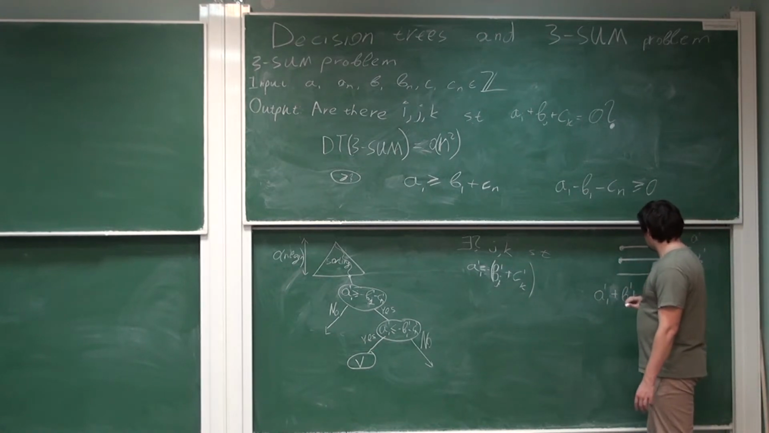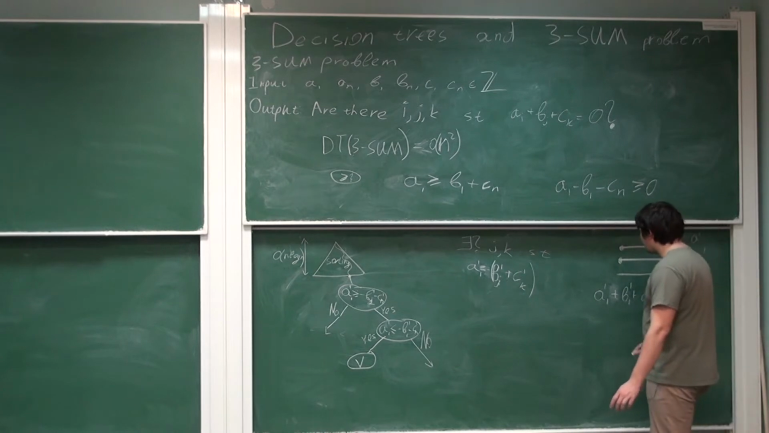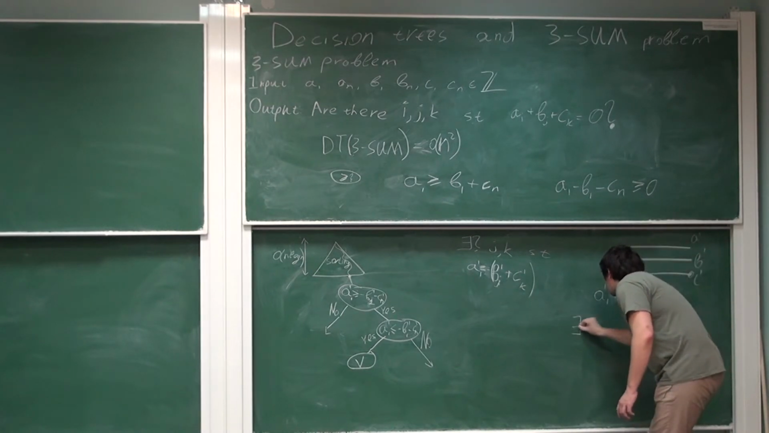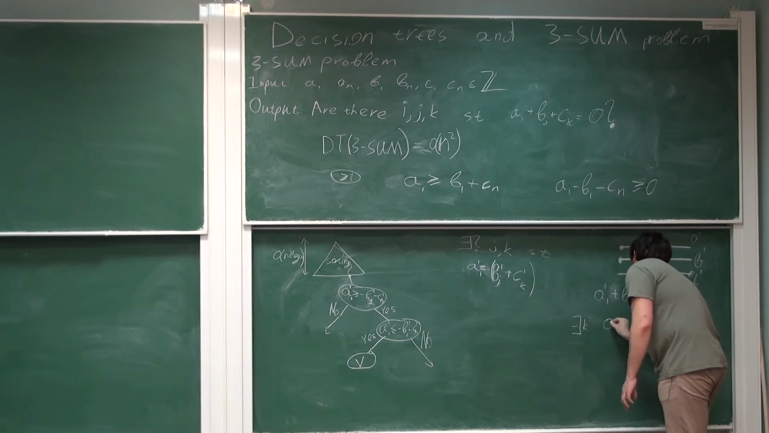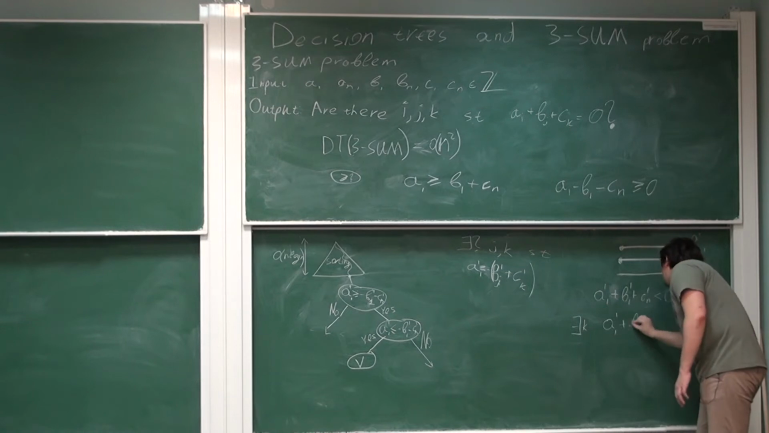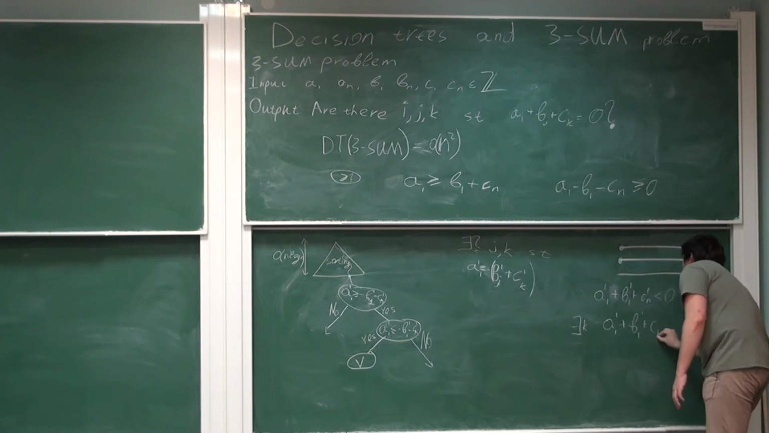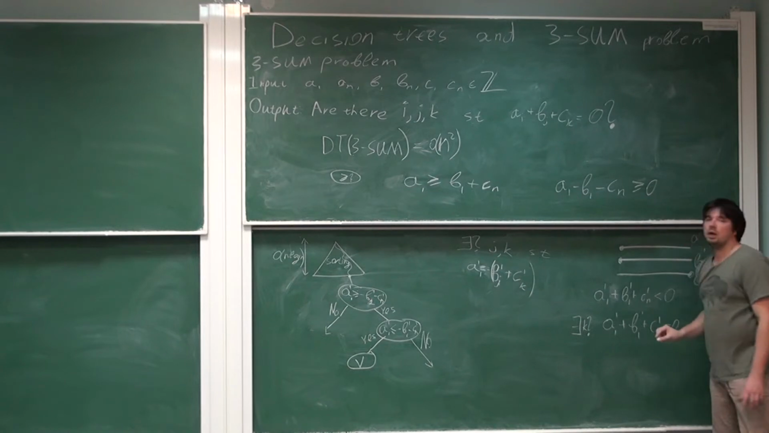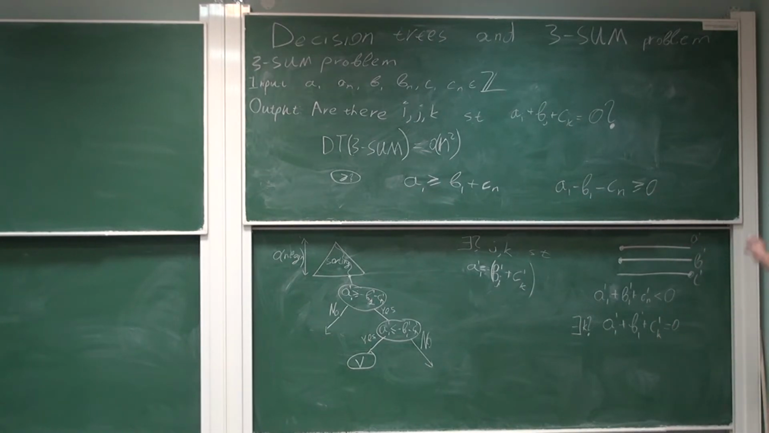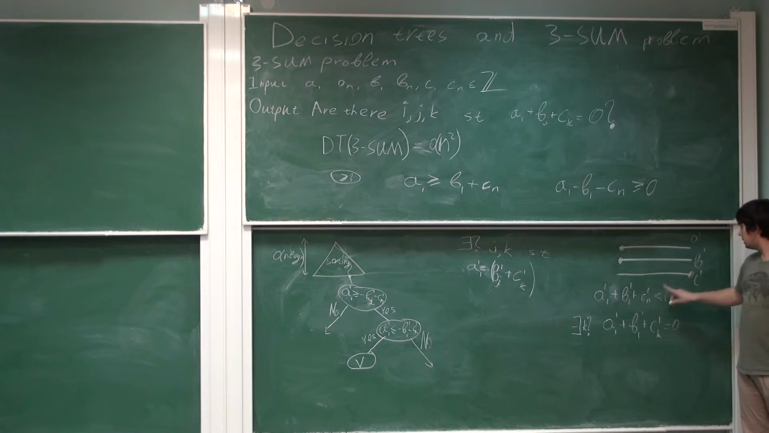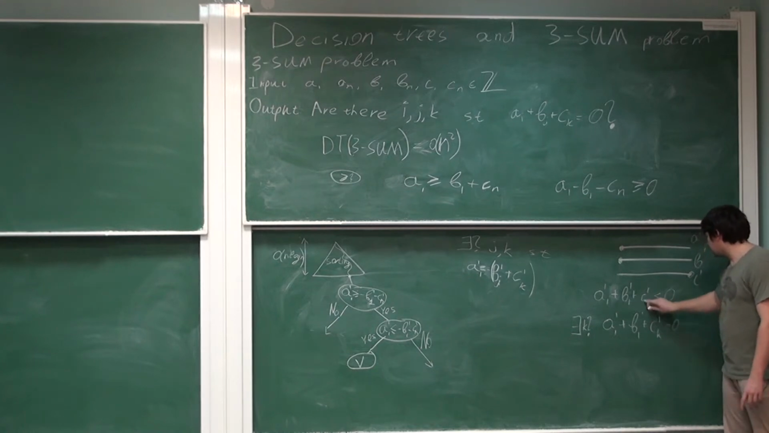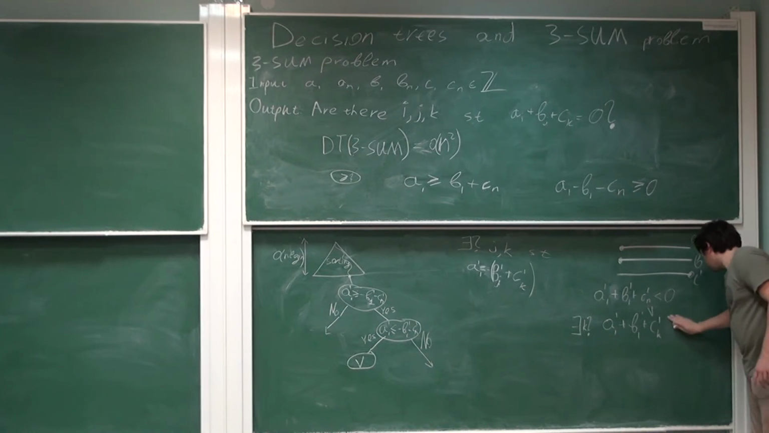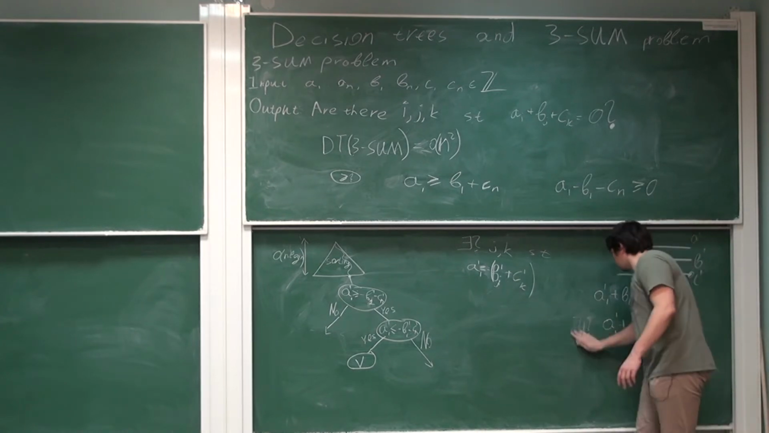Okay. My question is, can it be that there exists a K such that A1 prime plus B1 prime plus Ck prime is equal to 0? And the answer is definitely not. How so? We know that Cn prime is the largest number among all the C's. So that means that this thing is less than this thing, so this whole thing is definitely less than 0.